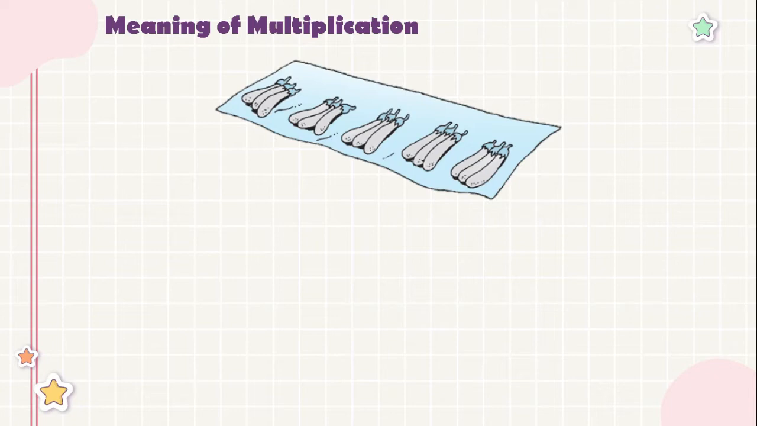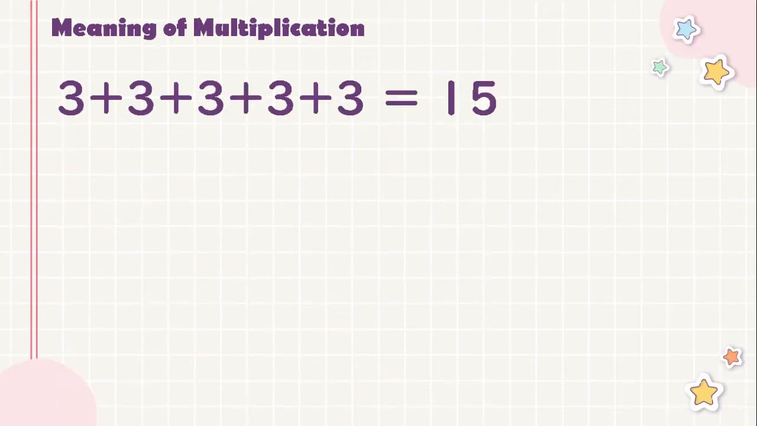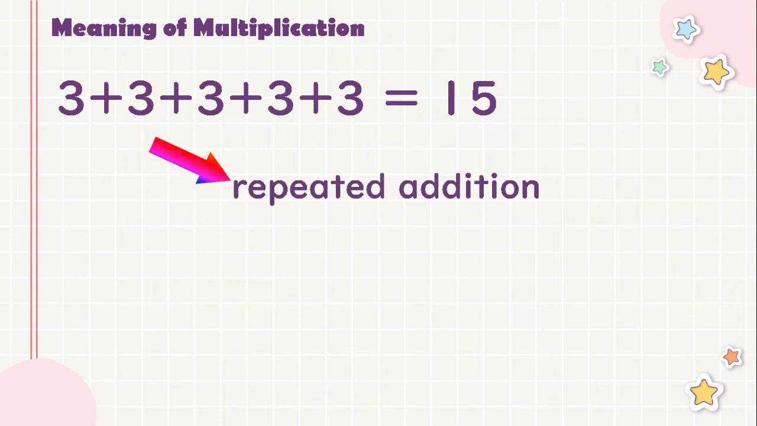Okay? So in this word problem, with the question, how many eggplants are there in all, we can have groups of equal numbers. So we can have it like this: 3 plus 3 plus 3 plus 3 plus 3 equals 15. And this is what we call repeated addition.